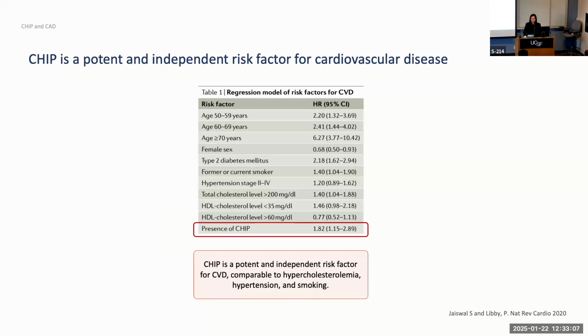How does it compare to our known traditional risk factors? When we line them up and look at the presence of CHIP, increased risk is about twofold. And that's comparable to some of our well-known traditional risk factors like high cholesterol, hypertension, and former smoking, and really only outpaced by diabetes and age. So it's a potent independent risk factor comparable to our known traditional risk factors, and yet we're not really using it very well in our cardiovascular disease clinics.